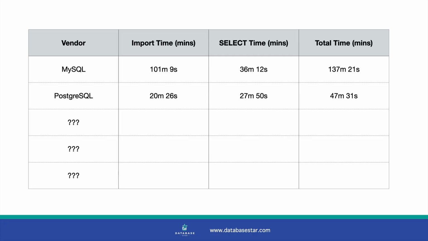Here is how Postgres compares to MySQL. We can see that Postgres took a total of 47 minutes to get the result, compared to MySQL, which was almost 3 times longer with a time of 137 minutes. Let's try our next database.